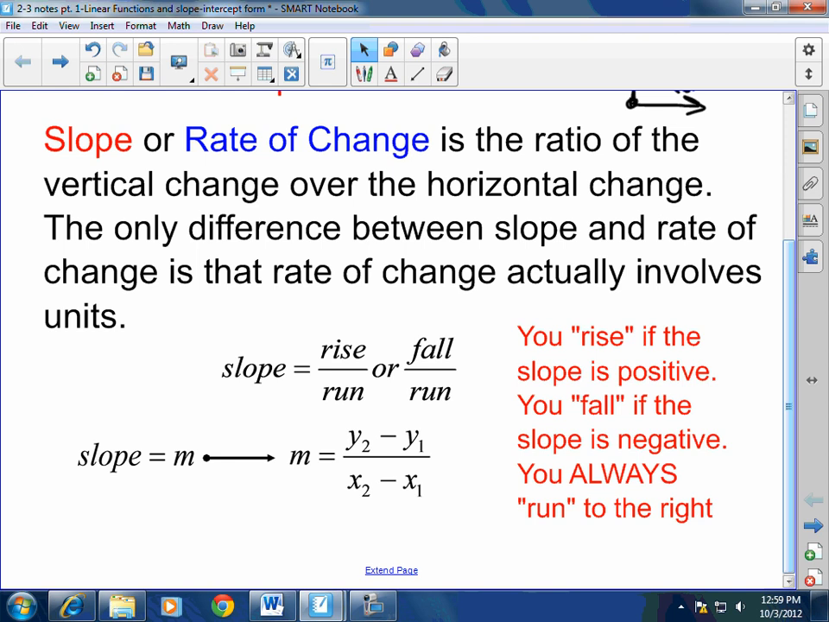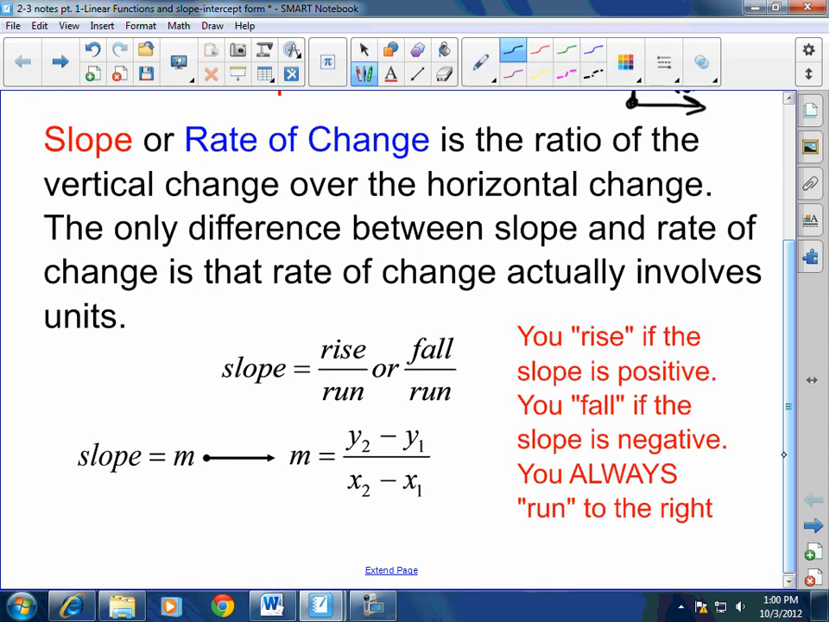Slope is represented by the variable m, lowercase m. Please do not put a capital M, for that equals something different in mathematics. That equals the midpoint. So lowercase m is slope. And it's the vertical change over the horizontal change. Well, yesterday we talked about the x and y axis, correct? And yesterday we said the x-axis is the horizontal and the y-axis is the vertical. So we have vertical change, y2 minus y1, over horizontal change, x2 minus x1.